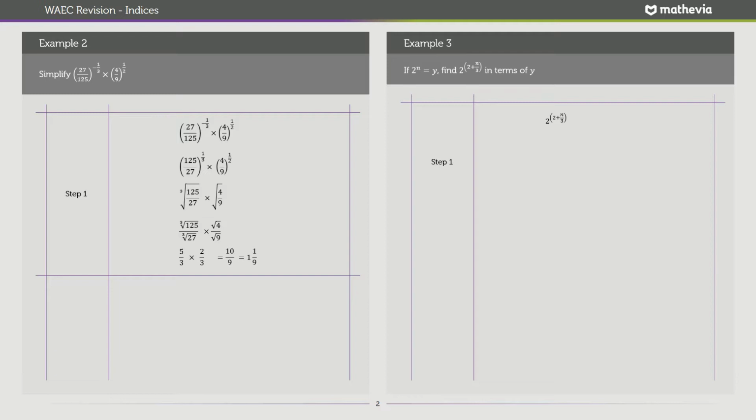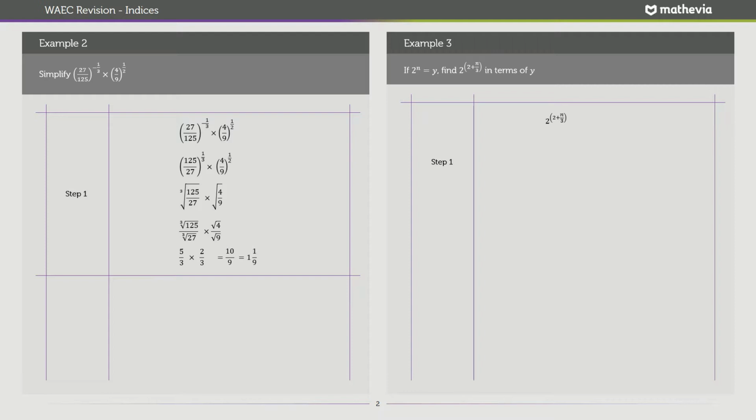What the question is asking us to do is to simplify this and express it in terms of y. Since 2 to the power of n equals y, you need to simplify this till you get to the point where you have 2 to the power of n. Then when you have 2 to the power of n, you quite simply substitute y in. So you have 2 to the power of 2 plus n over 3, and you need to work this till you've simplified to the point where you have 2 to the power of n.